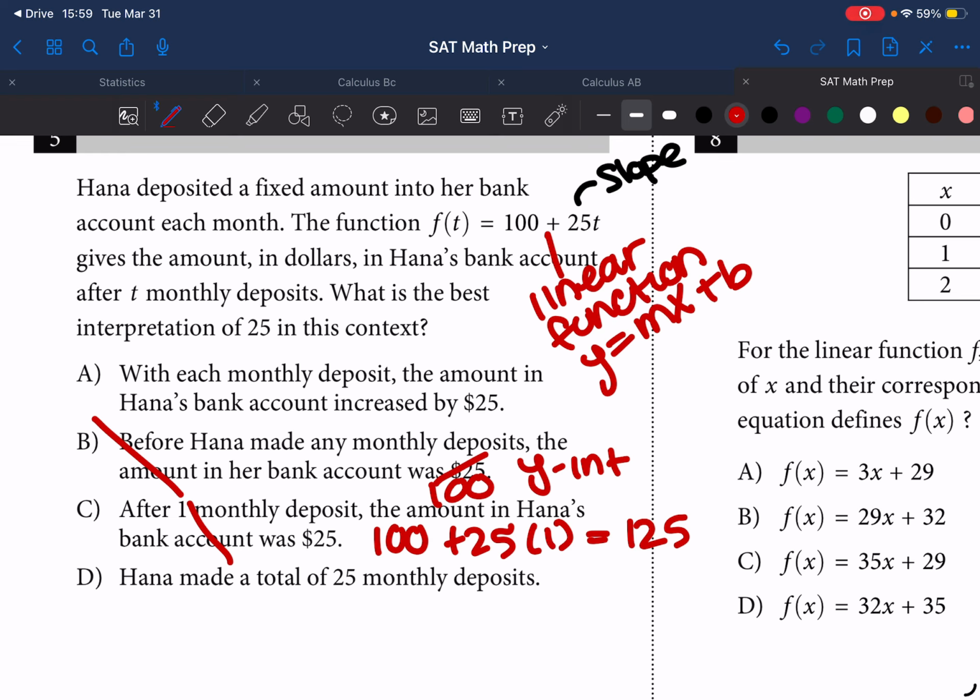And then D says Hannah made a total of 25 monthly deposits. Okay, this is also wrong. Okay, this is not telling you how many deposits she did. This is how much money is in her bank account, because it says f of t is the amount in dollars, which means the only correct answer is A.